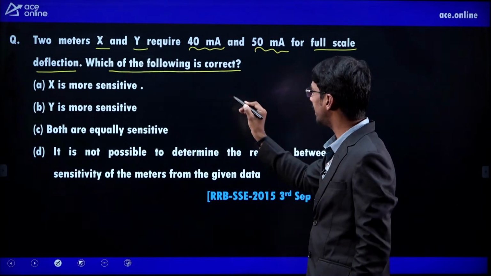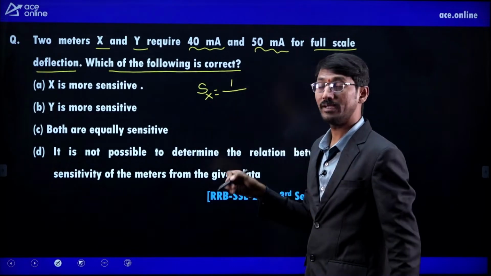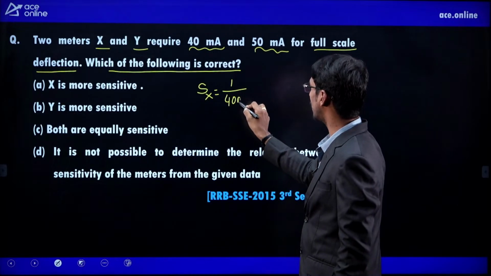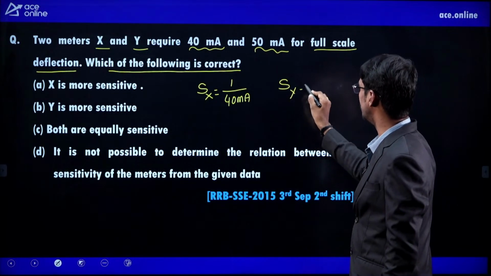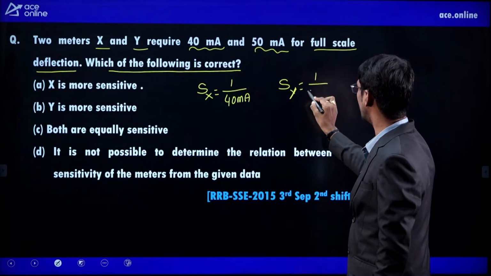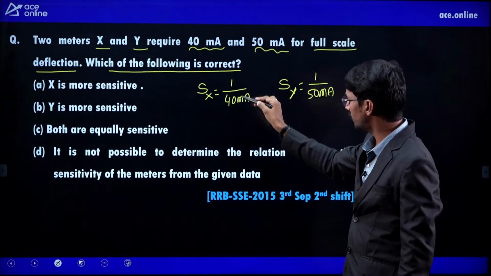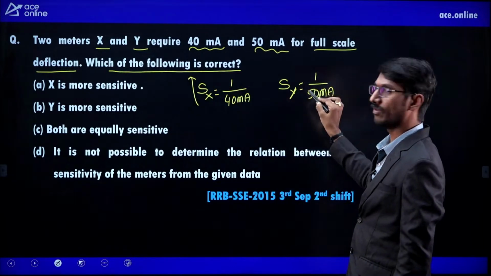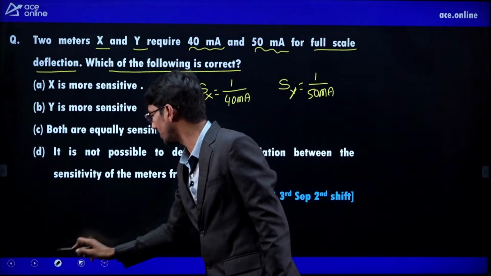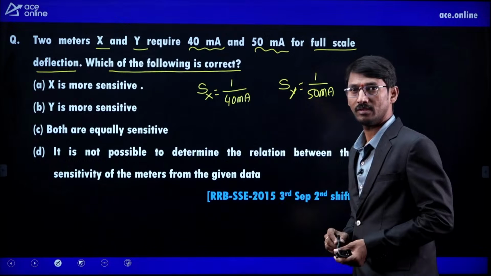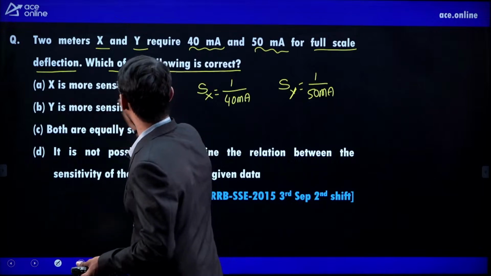Now tell me, what is sensitivity? Sensitivity of X meter is 1 by IFSD, 1 by 40 milliampere, and sensitivity of Y meter is 1 by 50 milliampere. Now tell me, which will be more? 1 by 40 is more than 1 by 50. Therefore, which will be more sensitive? High sensitivity with respect to this one. So X is more sensitive.